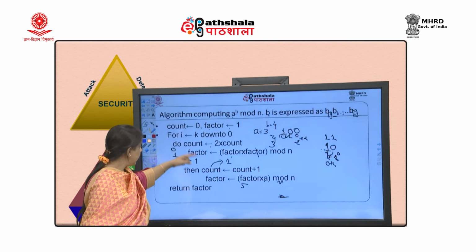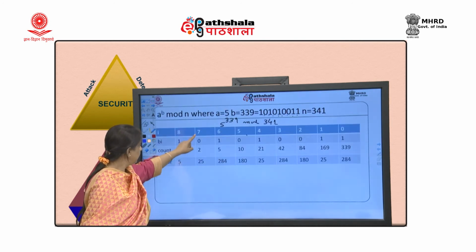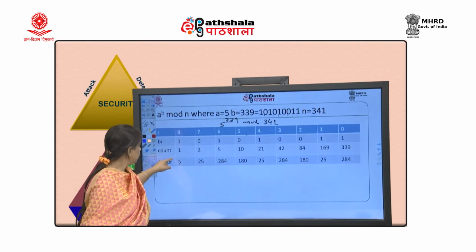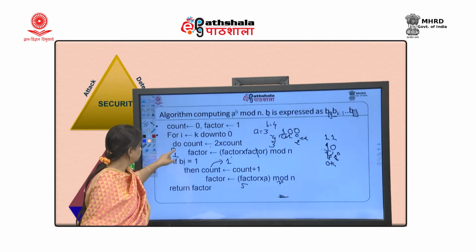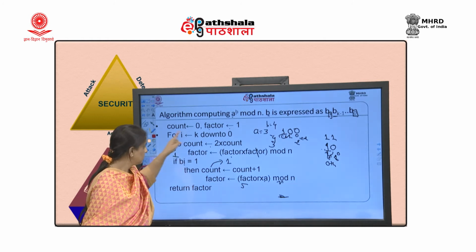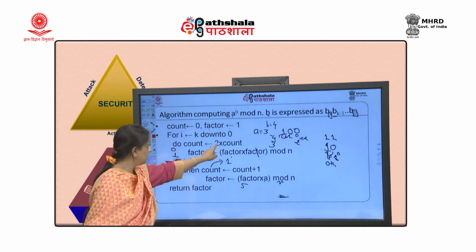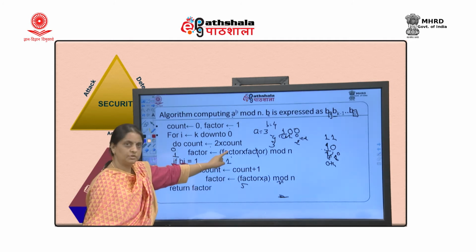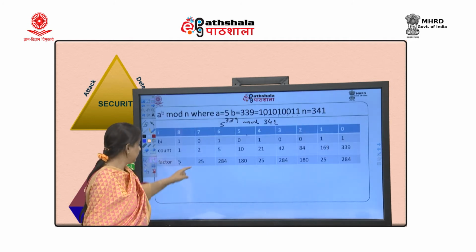Now, repeat the steps for the 7th position where bi equal to 0. What are you going to do when bi equal to 0? At this time count would be 2 into count. What was the value of count? 1. So, 1 into 2 it would become 2. What was the value of the factor? 5. So, 5 into 5 that is 25. So, it is reflected here.